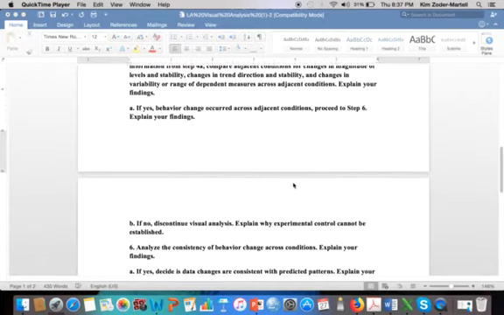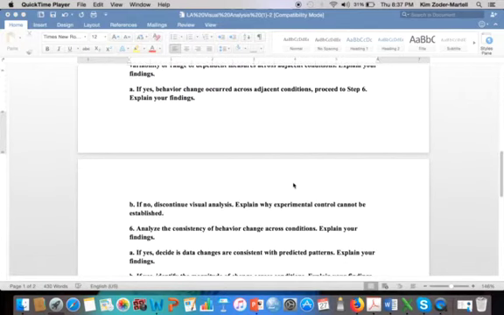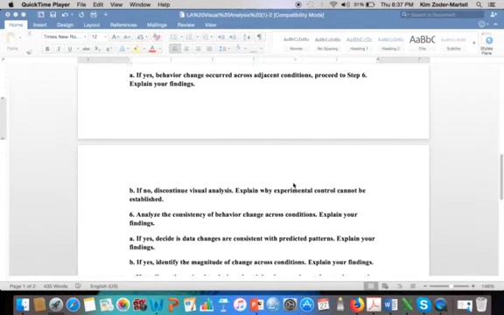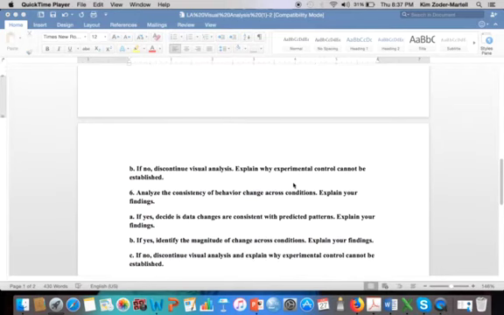So then you're going to look at whether or not behavior change occurred across adjacent conditions, and if it does, you're going to go to step 6. And if there wasn't a change, then you're going to talk about why you can't demonstrate experimental control. This all goes back to baseline logic with your prediction, verification, affirmation, and replication.